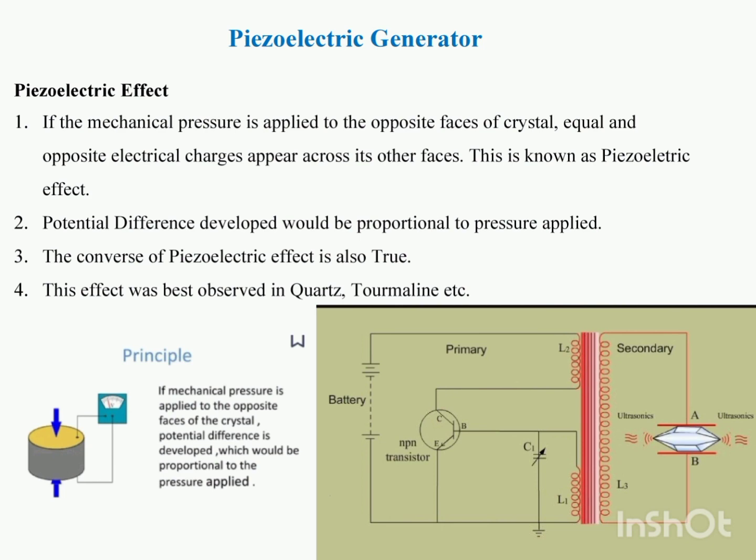The piezoelectric generator is more efficient than the magnetostriction oscillator, and we can obtain higher frequency ultrasonic waves using this method. The output of this oscillator is very high and it is not affected by temperature or humidity. These are the advantages of this method, but the cost of the piezoelectric crystals is very high and the cutting and shaping of the crystal is very complex and difficult.